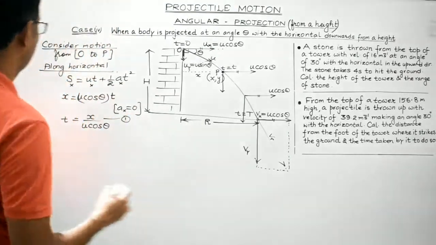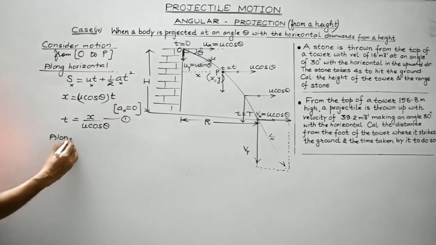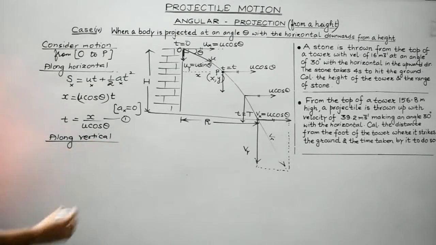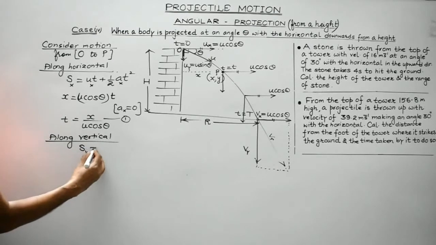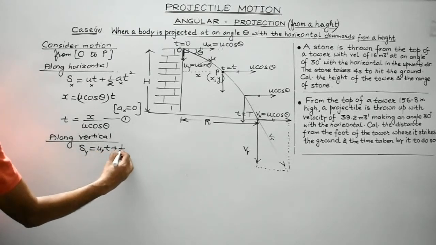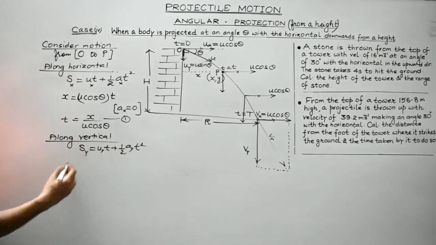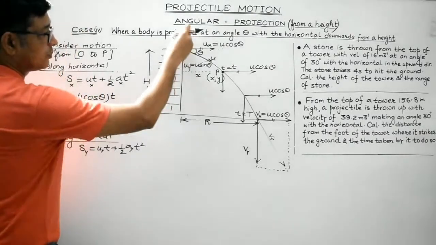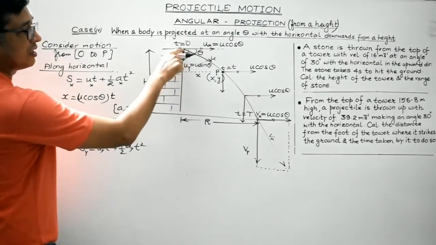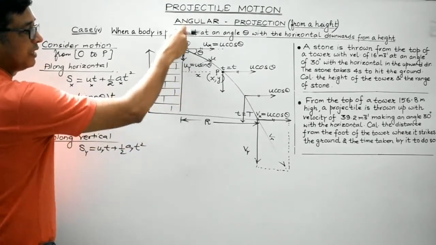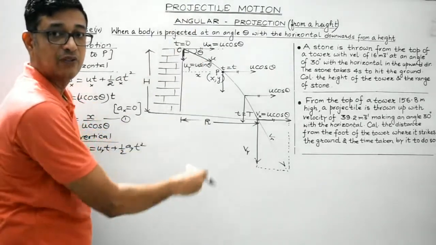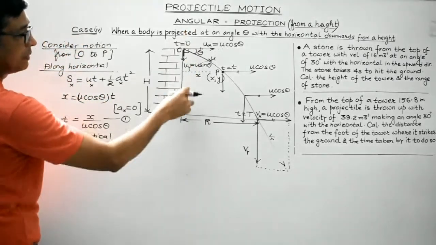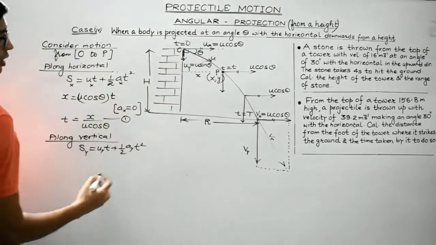Now let's consider motion along vertical. Here again, let's make use of the second equation of motion. Sy. Now students, it's a very important concept. If this is considered to be the origin, the body is covering displacement towards the negative y-axis, isn't it? So displacement over here would be equal to minus y.